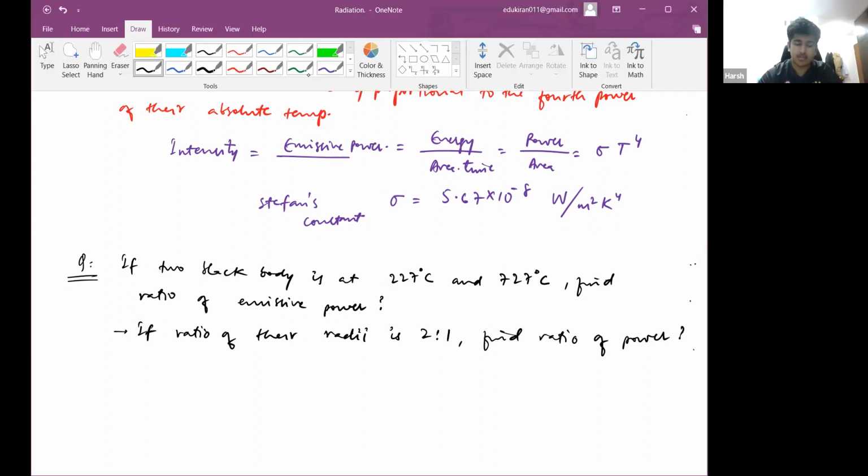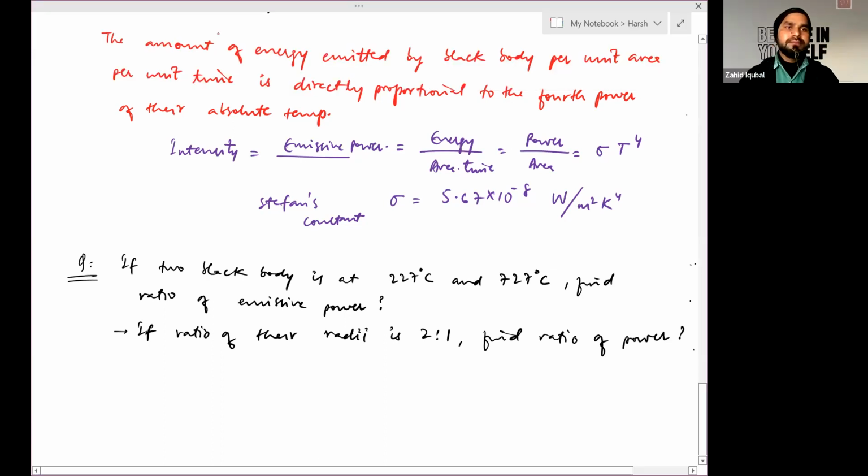Just use the above formula. Convert temperature into Kelvin first, then apply and try to find.